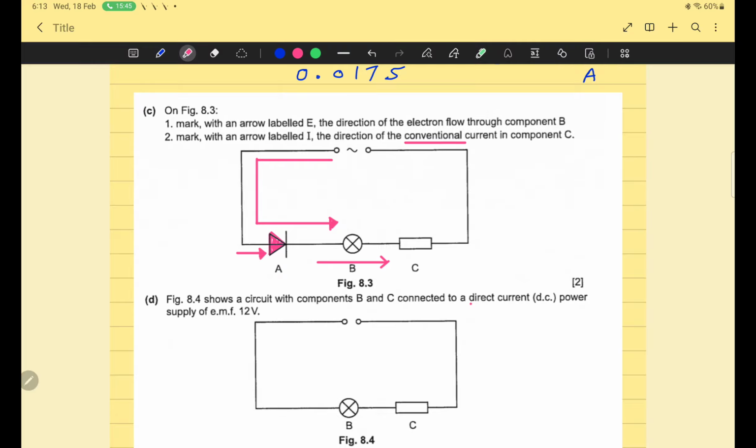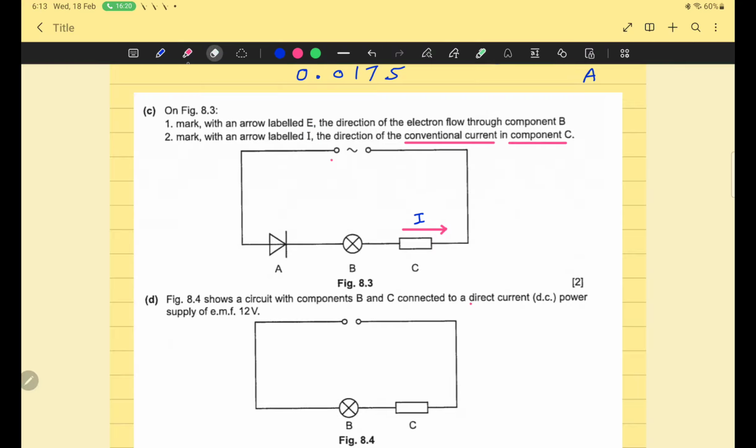The direction of conventional current in component C. Okay, this is the direction of conventional current. And you know, conventional current can pass through a diode if the direction of conventional current and the direction of the diode arrow are the same. So conventional current can pass through the diode, and they are asking to label with I. So I am labeling with I, number one.